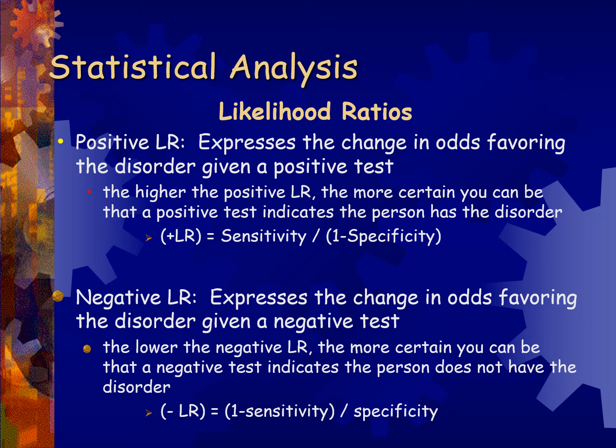A positive likelihood ratio most likely goes with tests that are highly specific. So tests that are more specific, you'll see higher positive likelihood ratios. And negative likelihood ratios will align with tests that have higher degrees of sensitivity. So tests that have higher degrees of sensitivity, you'll see lower negative likelihood ratios, which again allows you to express the change in odds favoring a disorder given a negative test. I think these are helpful because when used in combination with sensitivity and specificity, they're very powerful in helping us determine whether or not a clinical condition exists.